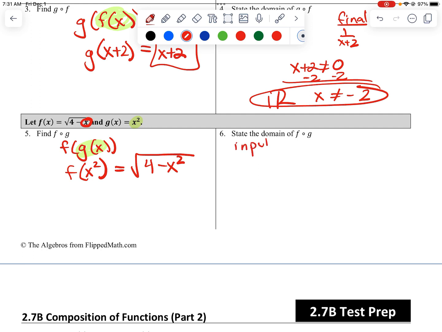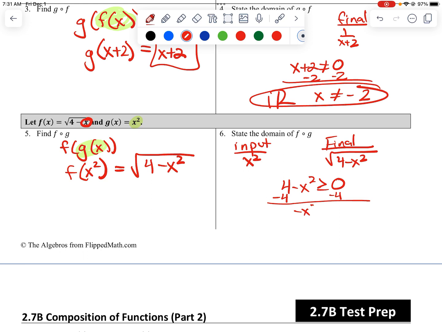So we check our input of x squared, which has no restrictions, and the final one, the square root of 4 minus x squared. Well, underneath a square root, it has to be greater than or equal to 0. So minus 4, minus 4. So negative x squared is greater than or equal to negative 4. Divide by negative 1. So we have x squared is greater than or equal to 4. But when we divide by a negative, I almost forgot, we have to switch this sign.